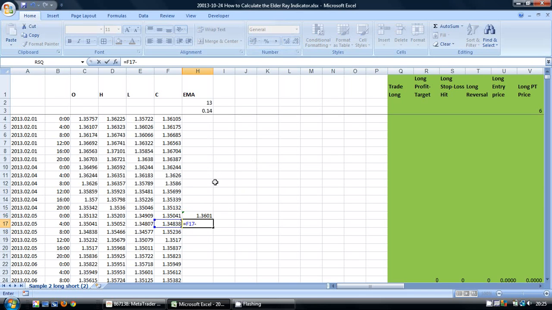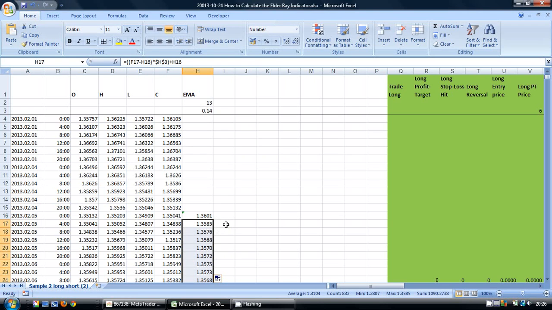I'm going to do this by taking the close, subtracting the previous day, and multiply this by our factor, and then to this I add our previous day's average. Then I'm going to go back into this, and because this H3, our factor, is going to be an absolute reference cell, I'm going to press F4 to make this cell fixed. Then we copy this down to the cells below by double clicking on the box in the bottom right hand corner.